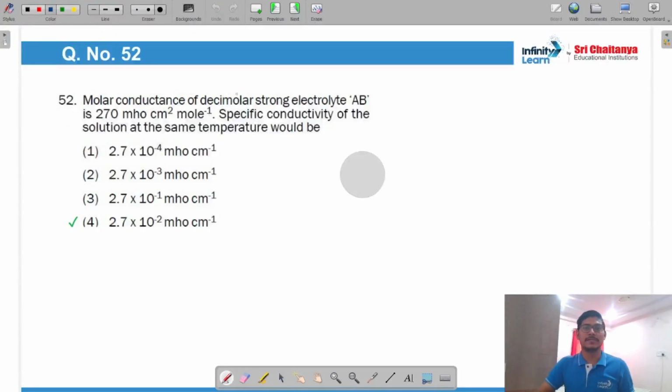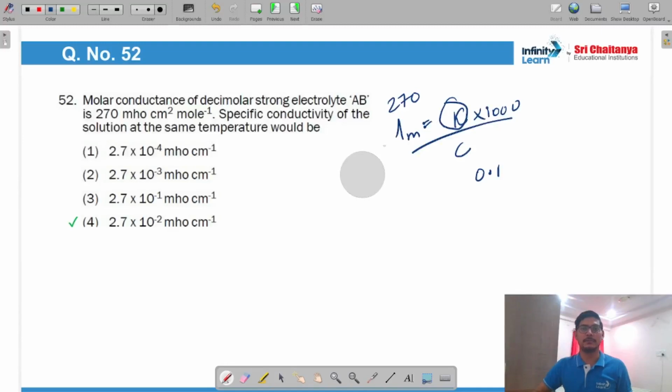Molar conductance of a decimolar strong electrolyte is given, and specific conductance is asked. So guys, molar conductance is kappa into 1000 divided by C. Molar conductance is given as 270 and concentration is given as decimolar, 0.1. So substitute the values, you will find out the value of kappa.